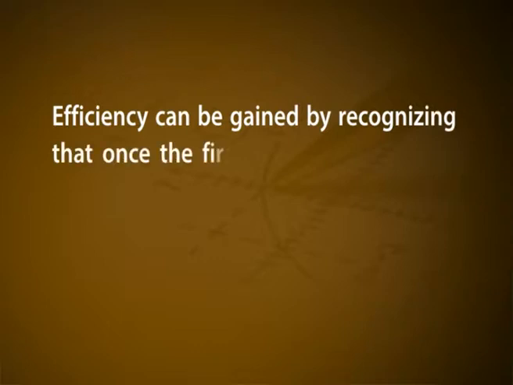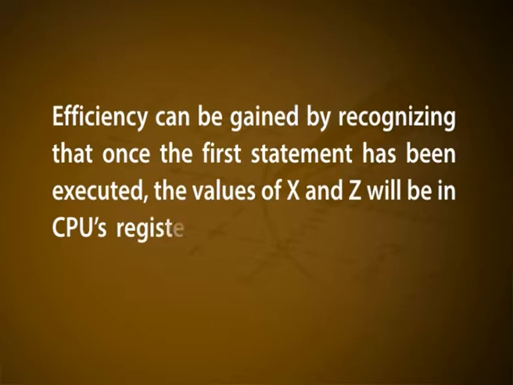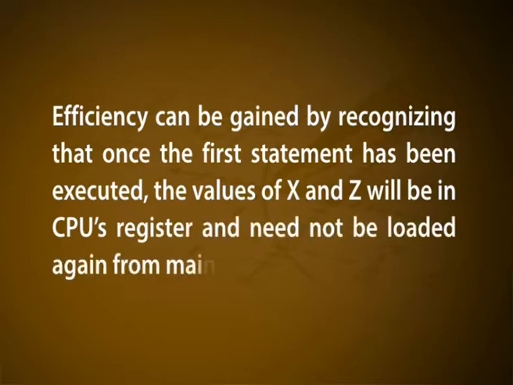But efficiency can be gained by recognizing that once the first statement has been executed, the values of x and z will be in the CPU's registers and need not be loaded again from main memory. Such an insight's implementation is called code optimization, which is an important task of the code generator.